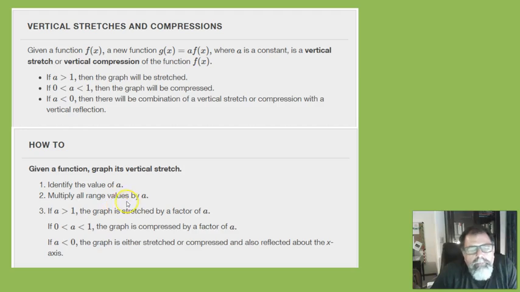But if A is bigger than 1, it'll be a stretch. If it's between 0 and 1, it'll be a compression. If it's negative, it's a vertical reflection combined with either a stretch or compression, depending on what the absolute value is.